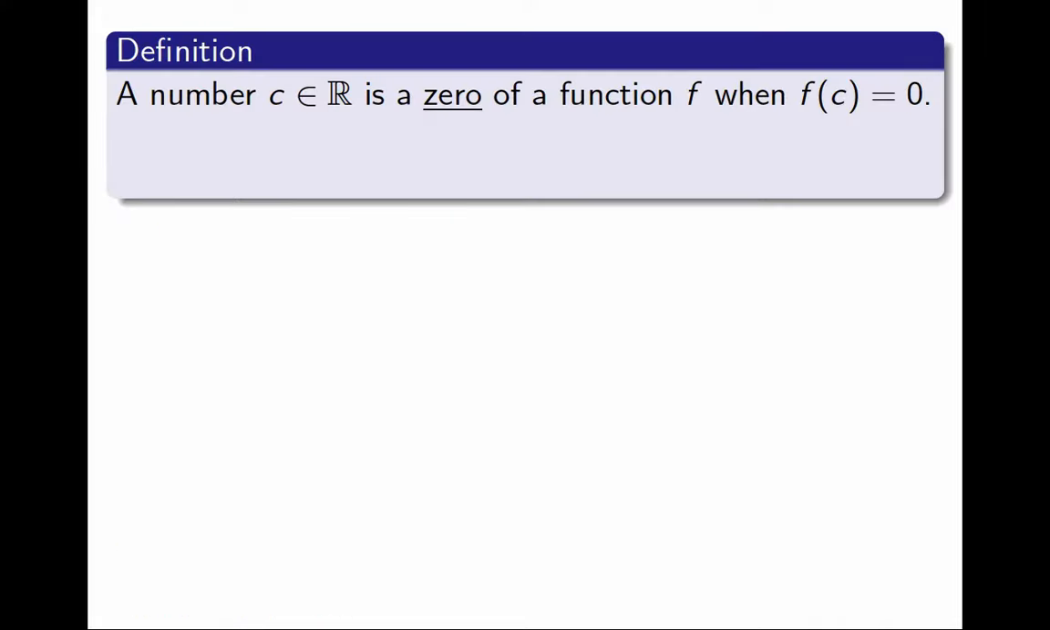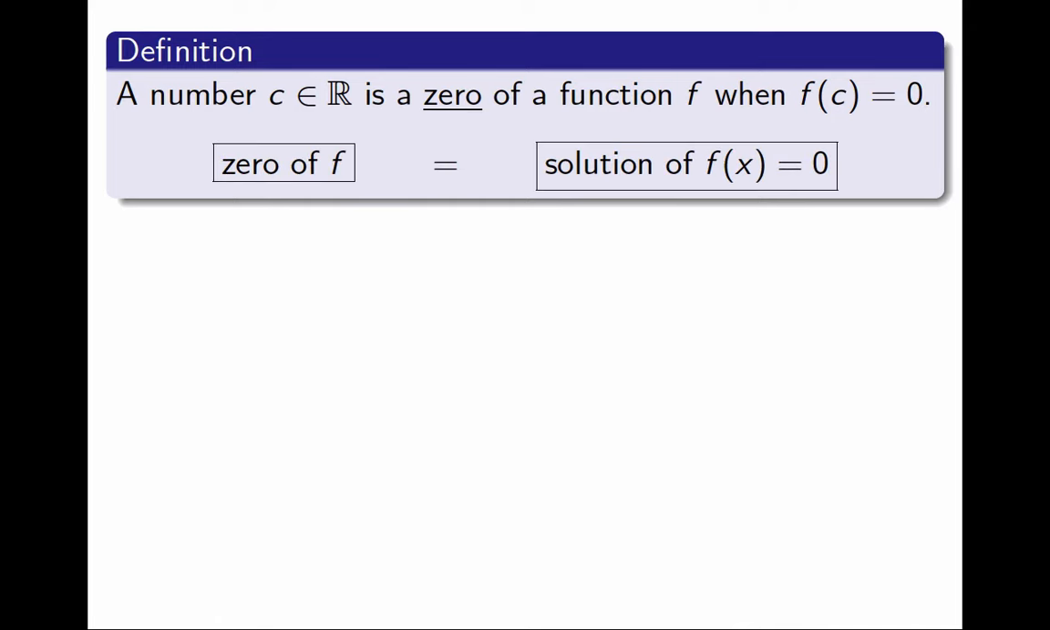First, let's make sure we use notation correctly. I say that the number c is a zero of a function f when f of c equals 0. In other words, we talk about a zero of the function f and a solution of the equation f of x equals 0. We never talk about a solution of a function. A function by itself is not an equation.